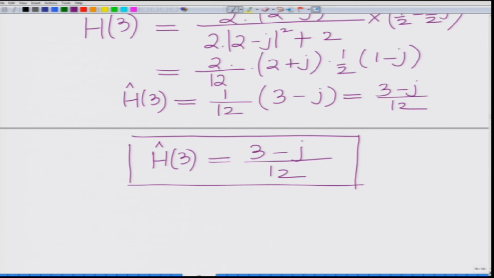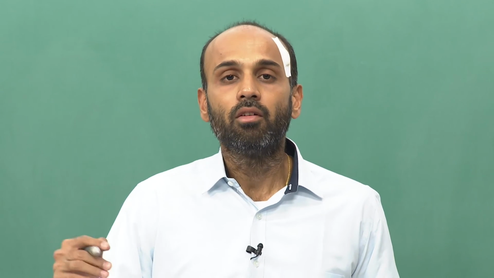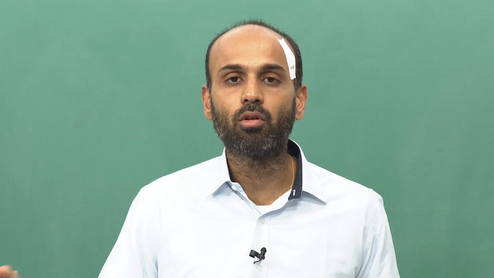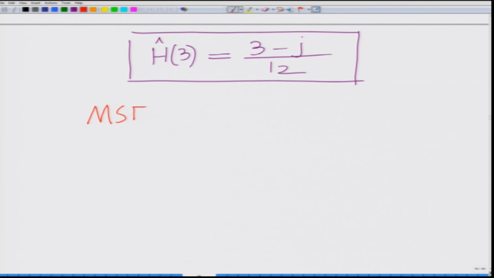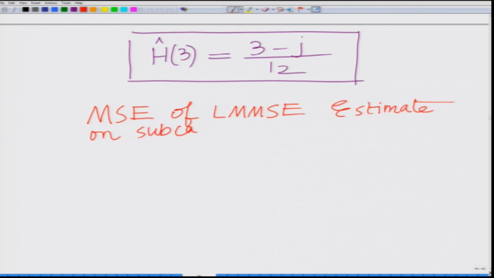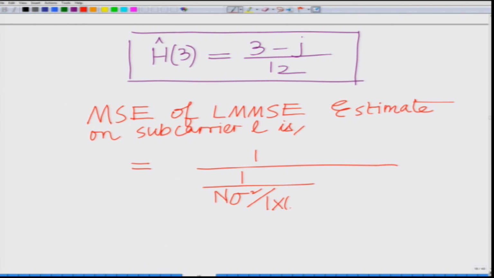Thereby, we can compute the LMMSE estimates of the various channel coefficients across the various subcarriers. We can also compute the corresponding mean square errors of the LMMSE estimate, and we also derived the expression to compute it. Remember, the MSE of the LMMSE estimate on subcarrier L is equal to 1 over 1 over n sigma square divided by magnitude XL square, plus 1 over sigma h square. So, let us compute this MSE.